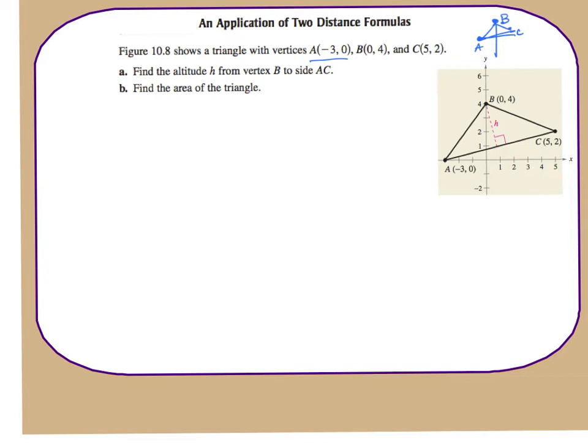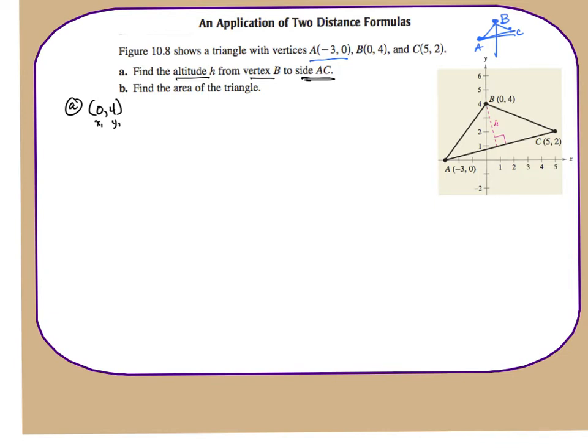Now, on the first one, we're going to find the altitude h from vertex B, a point, to side AC, which is a line. Well, we just did the distance between a point and a line, so that's what we're going to do. So my point is (0, 4), and so that's my x1, that's my y1, and then I need to get a line AC.